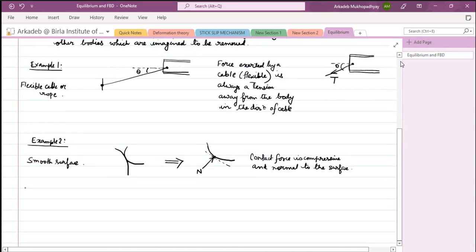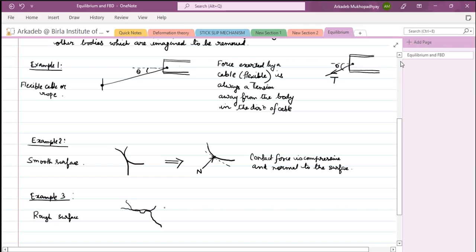Right? Say you have a rough surface. So let me tell you, in case you have a rough surface, it has many asperities. Okay, a rough surface has many asperities like this.